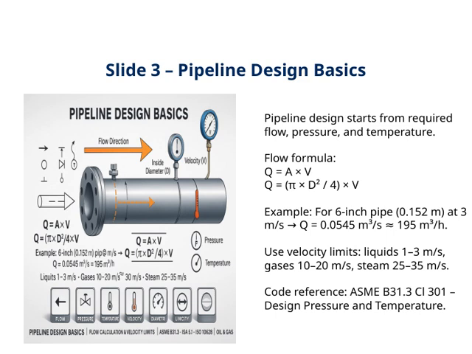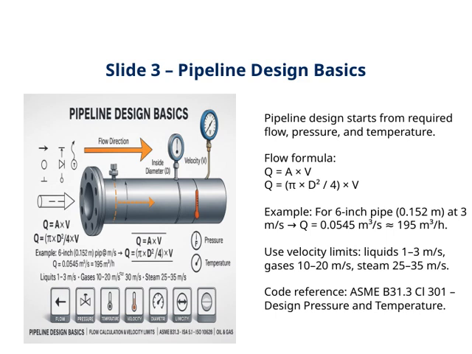Now, to figure out the flow rate, we use this fundamental formula. Q equals A times V. Q is the flow rate, A is the cross-sectional area of the pipe, and V is the velocity of the fluid moving through it. When we expand that formula, it looks like this: Q equals pi times d squared divided by 4 times V. This helps us calculate the volume of fluid passing through the pipe at a given velocity.